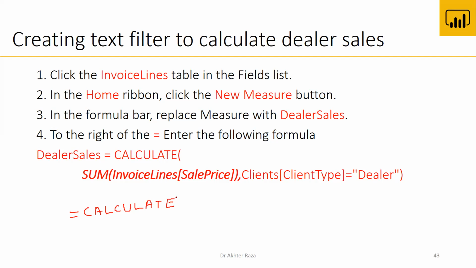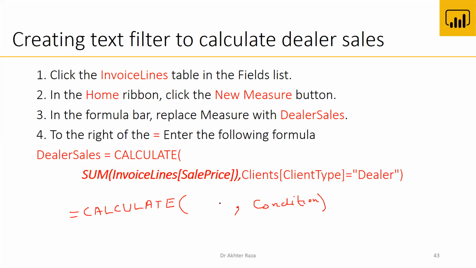Calculate what? In the round bracket, calculate what? Either we want to calculate the sum or average or count. So you have to define the calculation function here, comma. Then you have to specify the condition. The condition is what? Client type equal to dealer. So this is a condition. You have to specify the condition here.